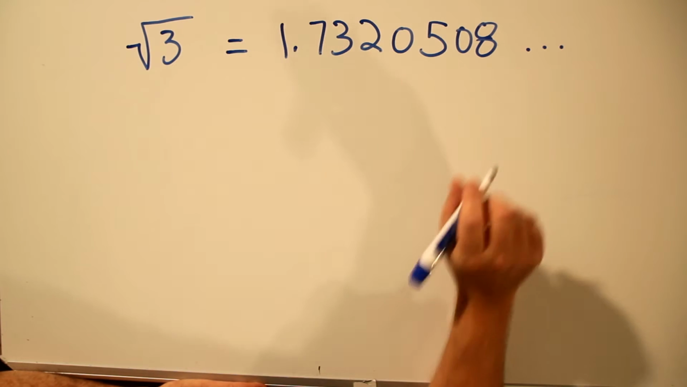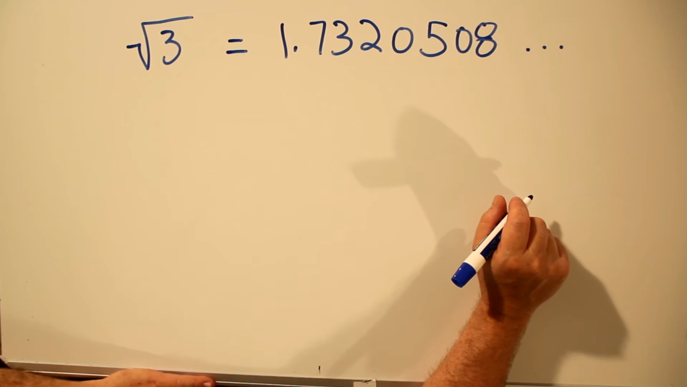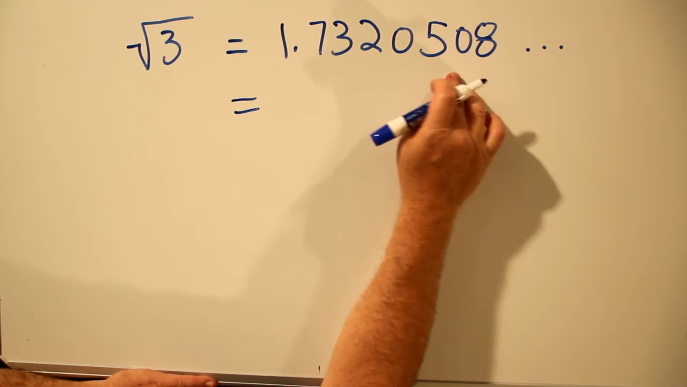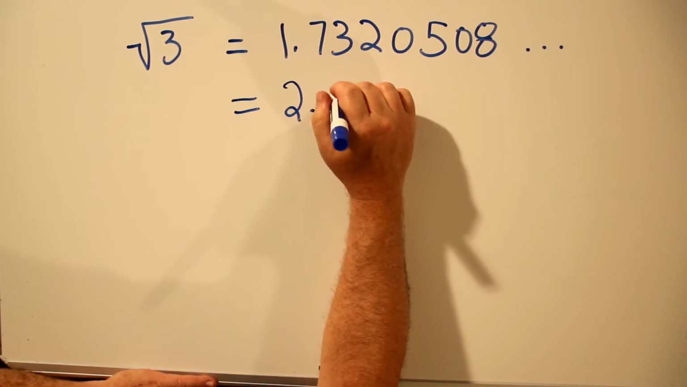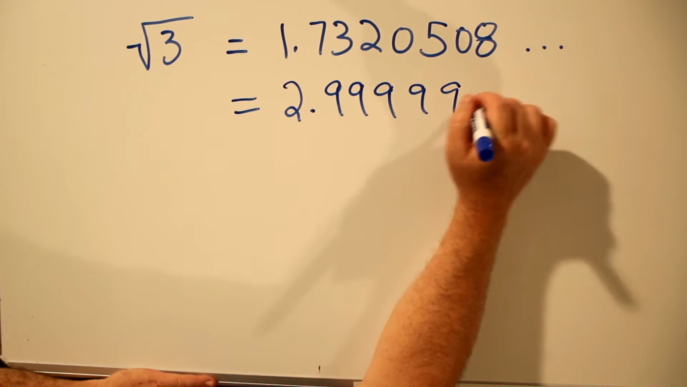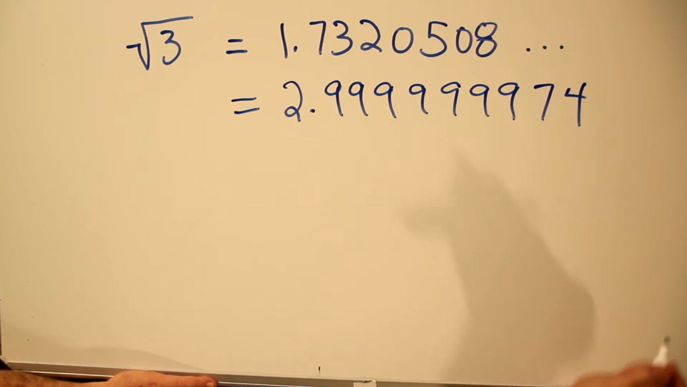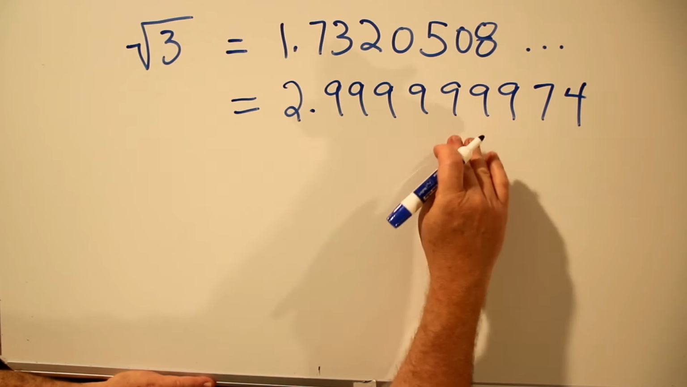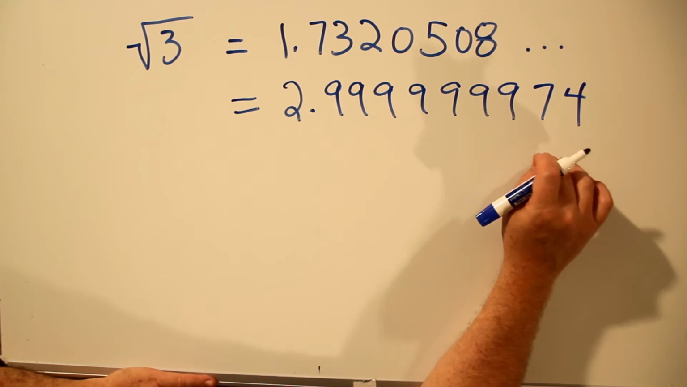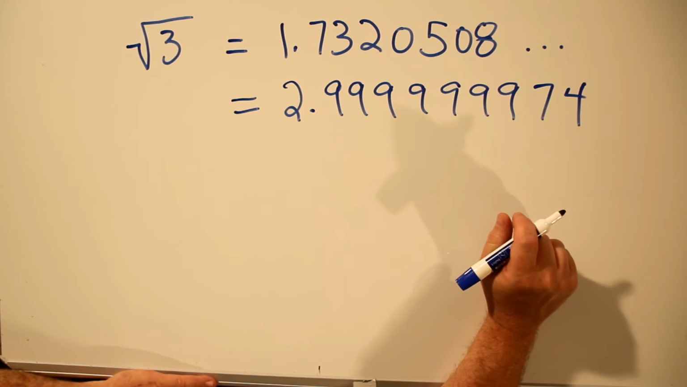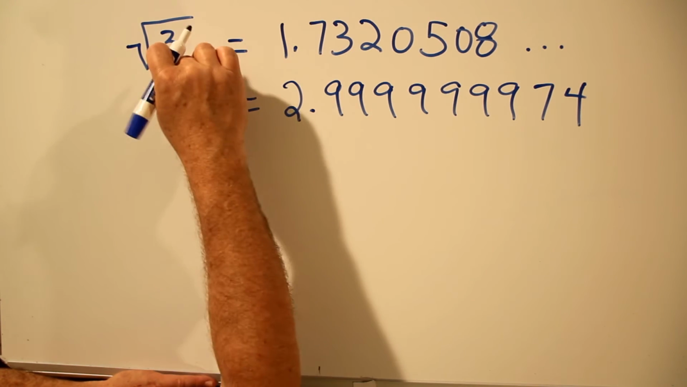And if you multiply this long string of numbers together, however many are showing on your calculator, in my case, I multiplied this times itself. I didn't even get 3. I got something like this with a long string of 9s. And now finally out here I had a 7 and a 4. Well, that's not 3. It's very close to 3, but it's not 3. In fact, you would take an infinite number of digits multiplied together to get 3.